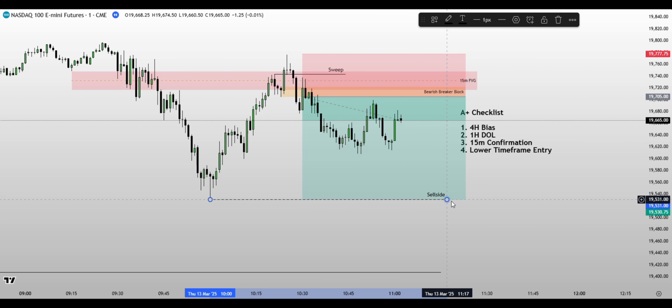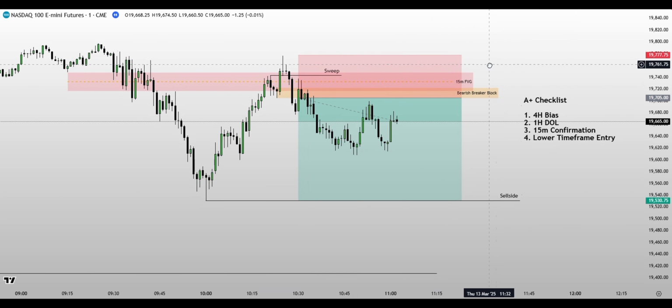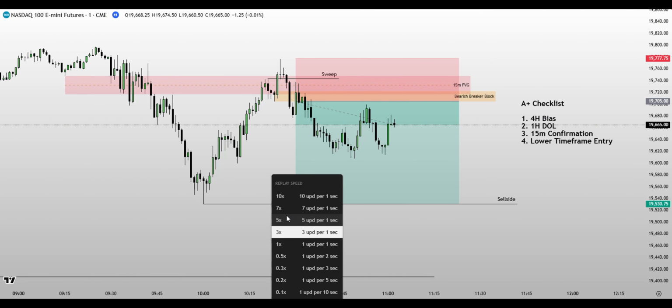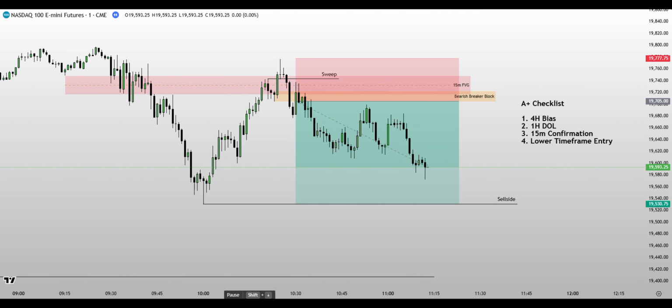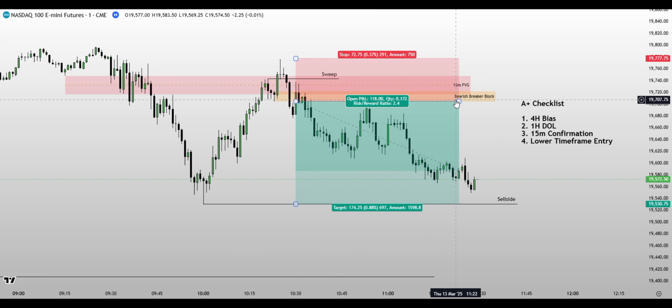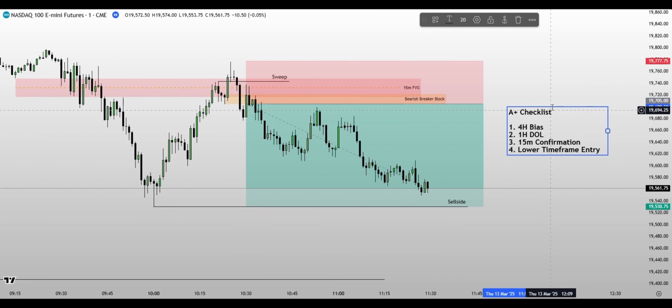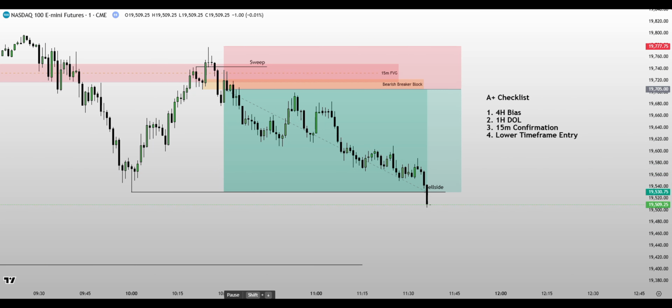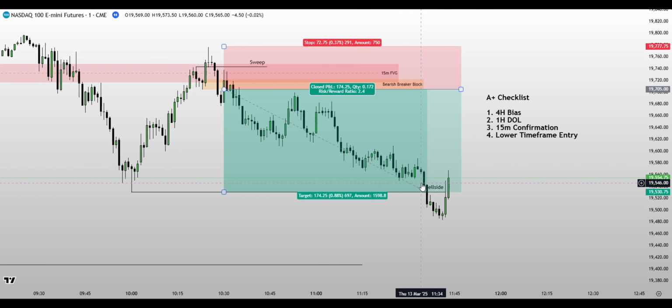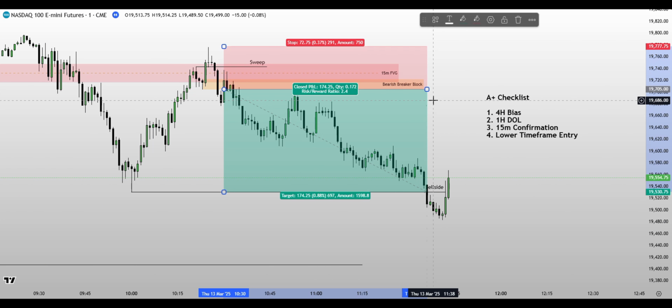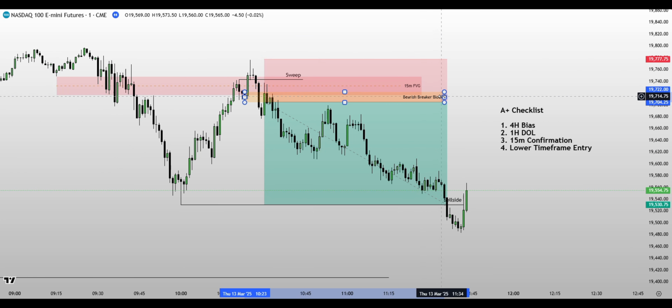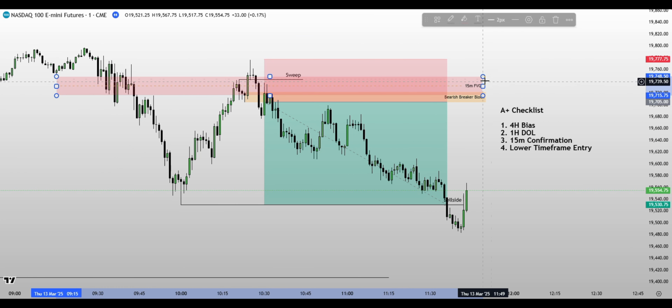So you can see we are starting to chop around a bit, but that's irrelevant. It doesn't matter. If you have the direction correct, price will gravitate towards it regardless. All right, not yet tapped. And there we go. So that is around a 175-point move in this session following this model, following this checklist.